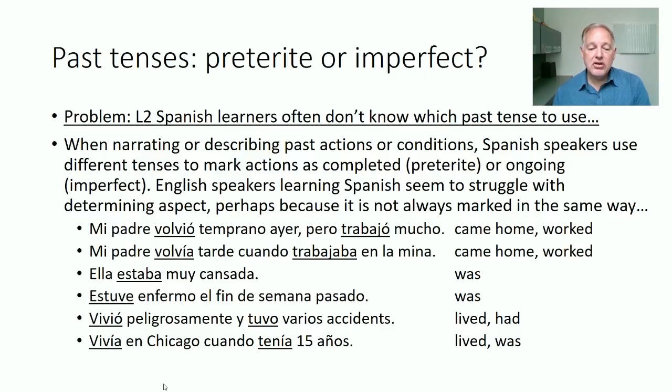Versus viví en Chicago cuando tenía 15 años, right? I was living, or I lived in Chicago when I was 15. So again, the same forms in English for 2 different forms in Spanish. That can cause confusion. So preterite versus imperfect.